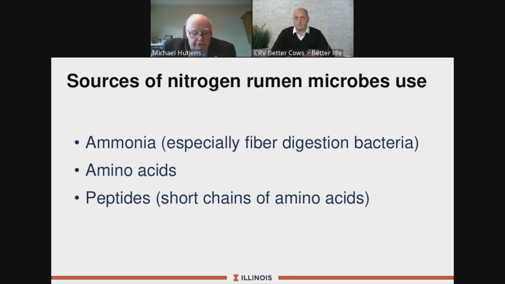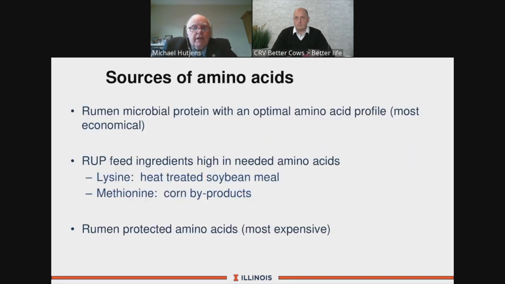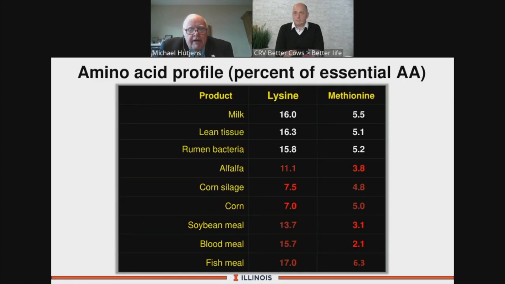Remember, your cows, however, they need amino acids. And of course, there are going to be three sources of amino acids for your lactating cow. We already talked about the rumen microbes. You'll see what that looks like in just a minute here. The rumen undegraded protein is another source of amino acids for your cows. And of course, they vary. For example, if you're looking at a source of lysine, heat-treated soy products really come to the forefront. Methionine would be coming from some of my corn byproducts, corn distillers, corn gluten meal products like that. And of course, the third one will be the rumen protected amino acids. And this is going to be a more expensive source out there in the feeding program.